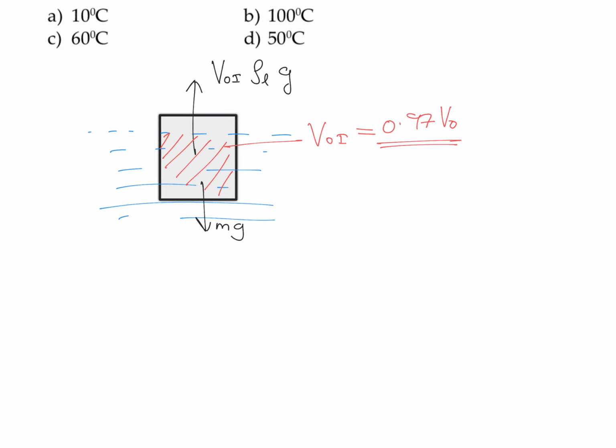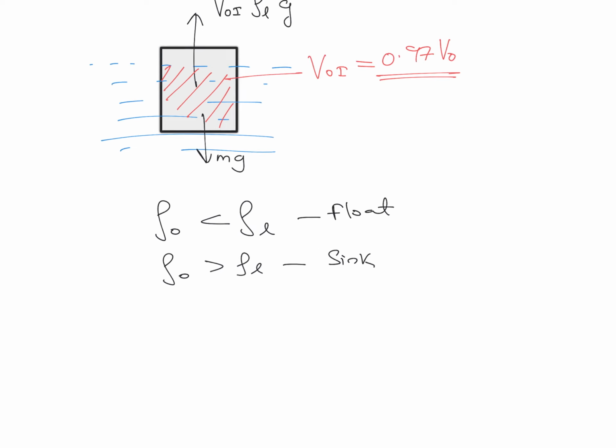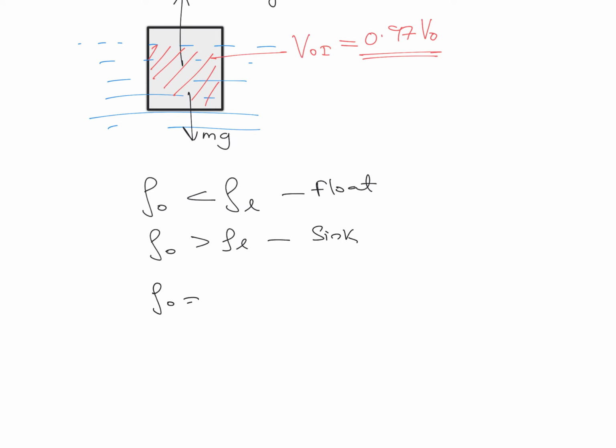That will happen when the density of the object changes. We know that if the density of the object is less than the density of the liquid, then this object is going to float on the surface of the liquid, and if the density of the object is greater than the density of the liquid, then this object is going to sink in the liquid. So if it just wants to submerge, the condition for that is the density of the object becomes equal to the density of the liquid.